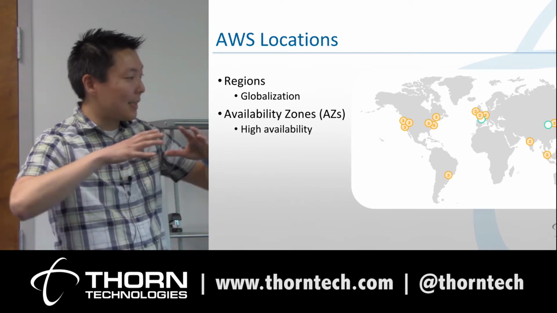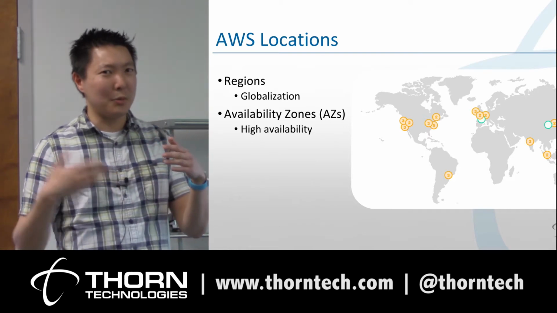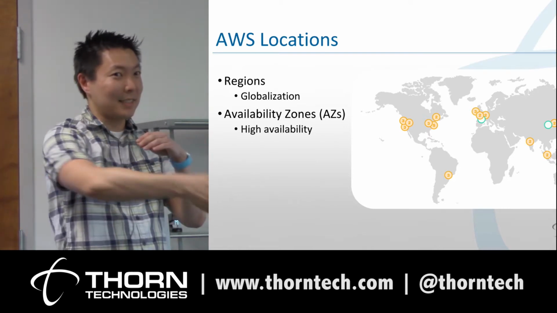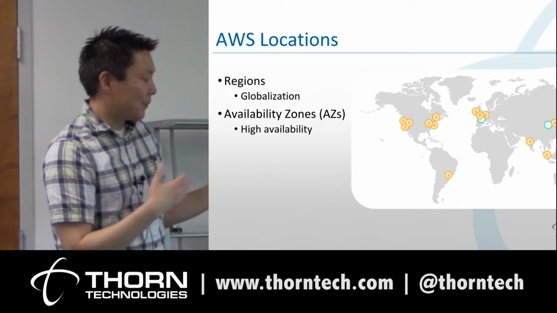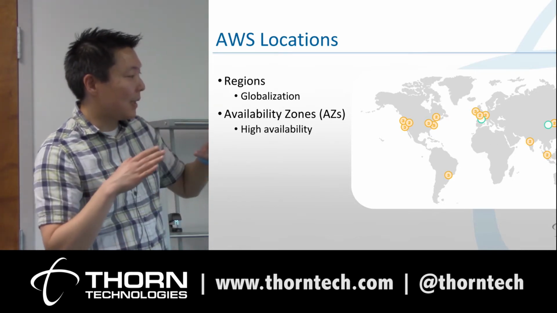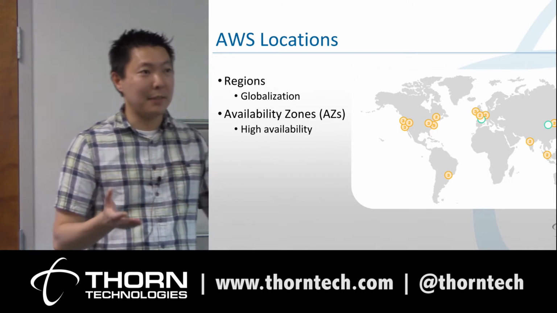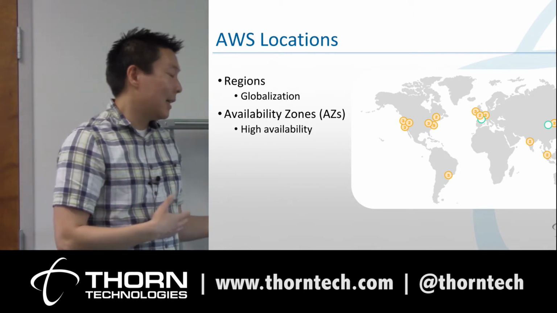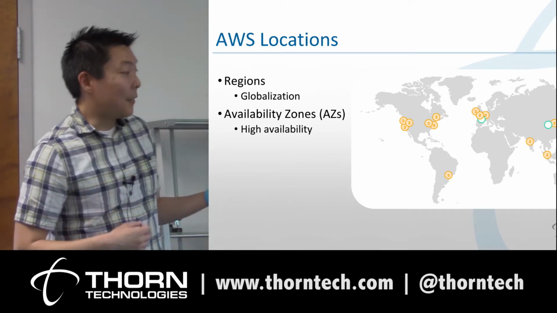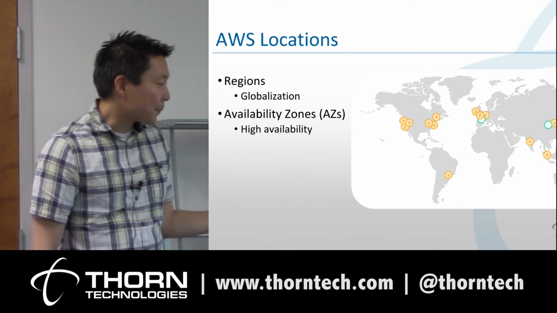So if one entire region goes down, like that crazy storm, the derecho, which was like a hurricane in a horizontal line that took out the entire East Coast, the West Coast region would be totally unaffected. Or like the recent S3 outage that we had, if you had failover to Oregon, then your application would have stayed up.